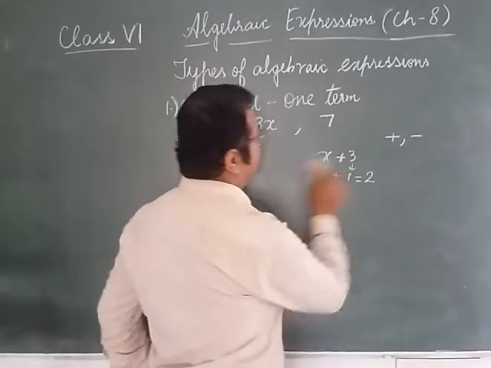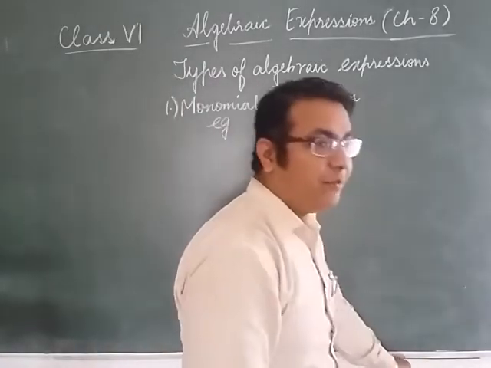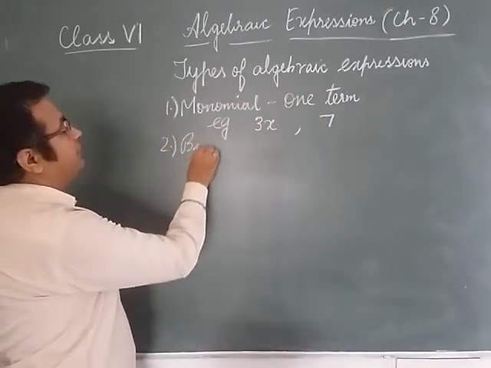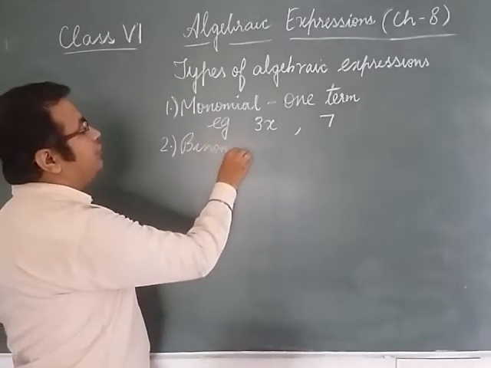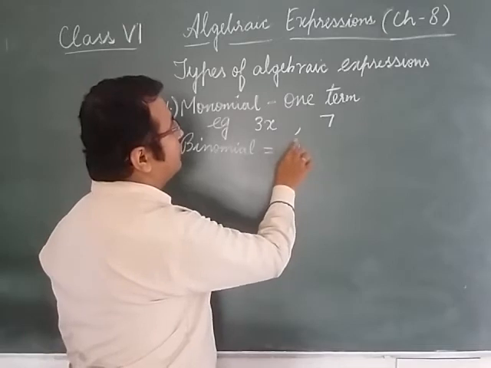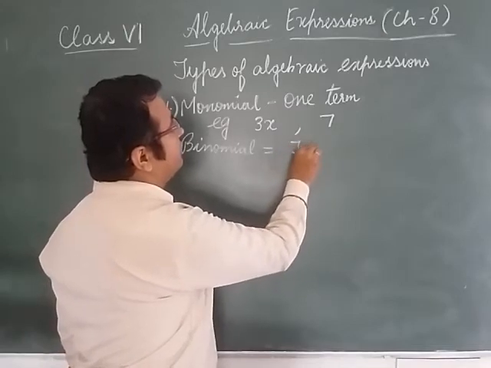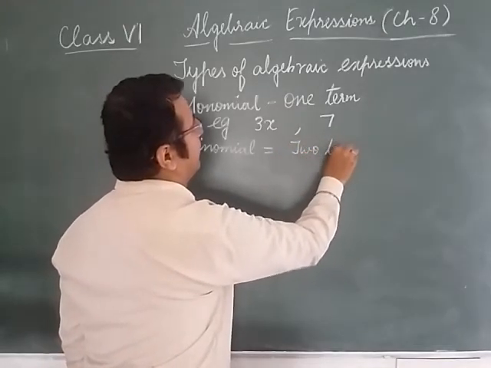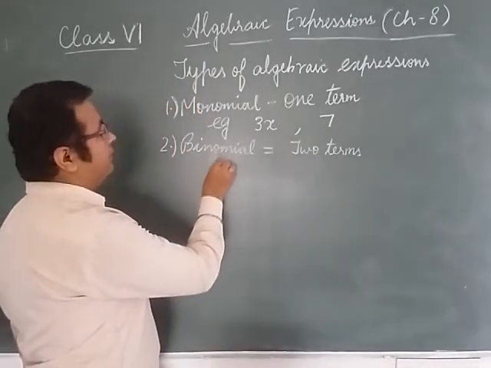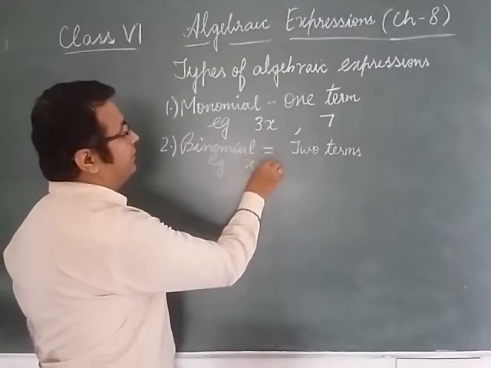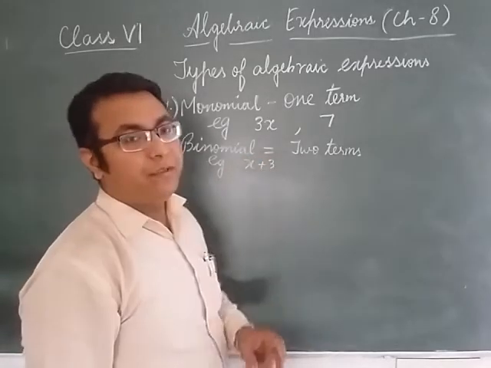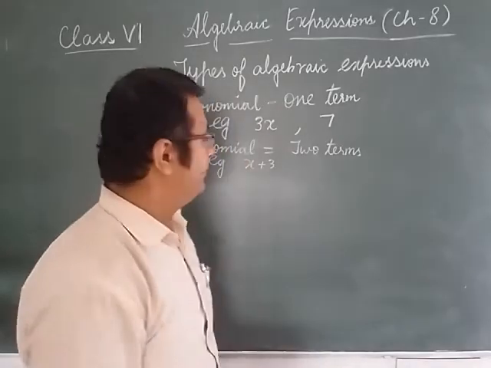Okay. So after monomial, the next type of algebraic expression is binomial. Binomial, as the name indicates, bi means 2. So a binomial consists of 2 terms. Okay. Example, x plus 3. One term is x and the other term is 3. So total how many terms? 2 terms are there.